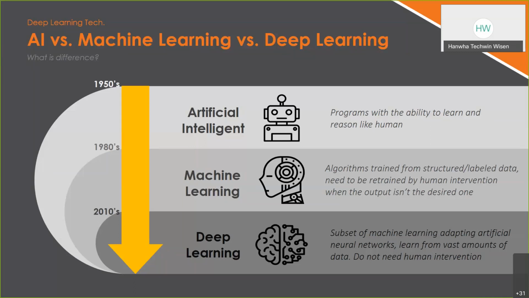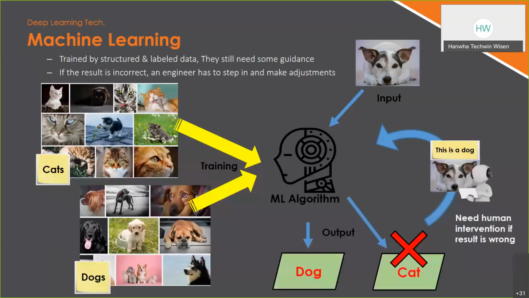I'm going to explain a little bit in detail later. And about deep learning, this is a subset of machine learning adopting artificial neural networks, learned from vast amounts of data, and it does not need human intervention. Let's take an example.